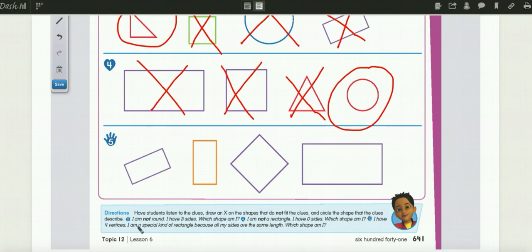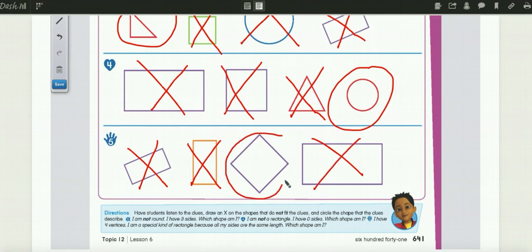The next part of the clue says I am a special kind of rectangle because all my sides are the same length. All the sides are not the same length on this shape or this shape. These all have the same length. The sides here are not all the same, so our mystery shape is a square.